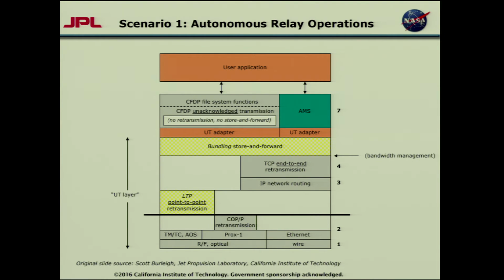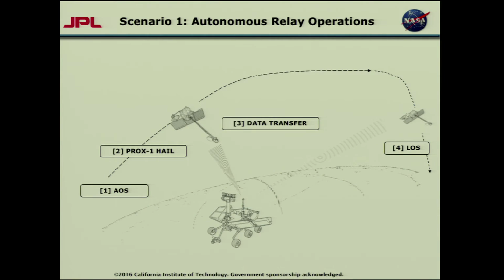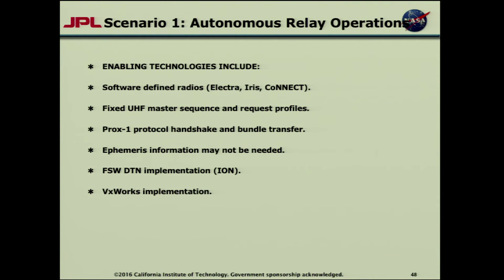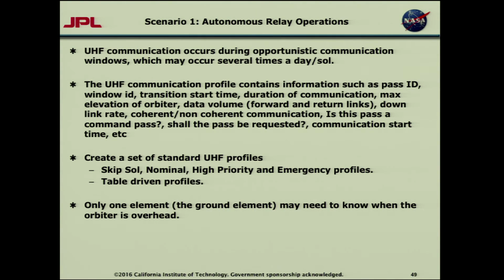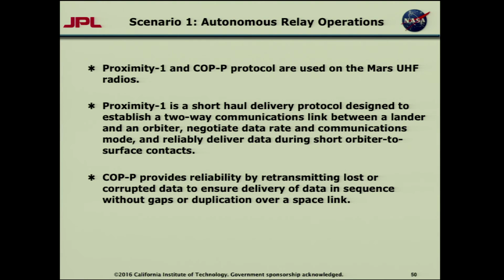Looking at another picture of the stack, you can see some of the things there. You can see LTP point-to-point retransmission, and COP-P for retransmission, PROX-1. Those are the sorts of things. In a simplified way, in the most simple terms: AOS, a proximity hail, data transfer, loss of signal. I will skip all of these.